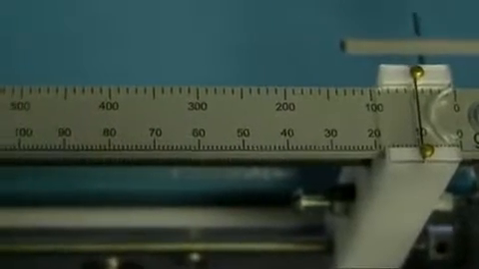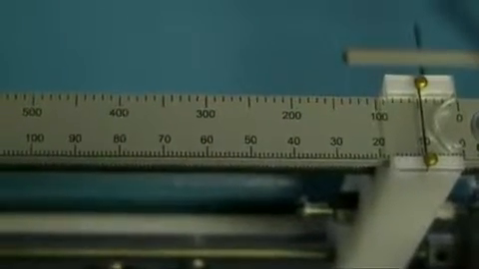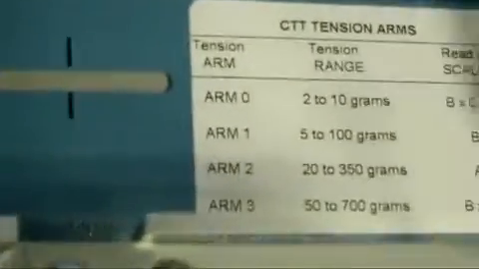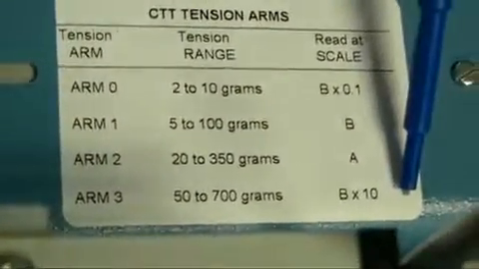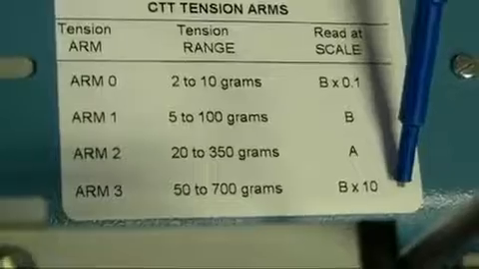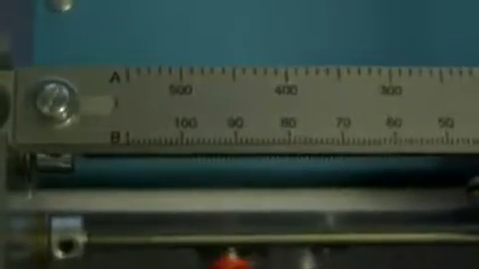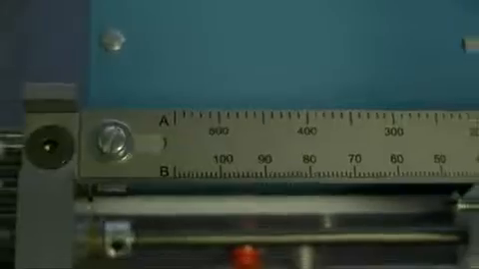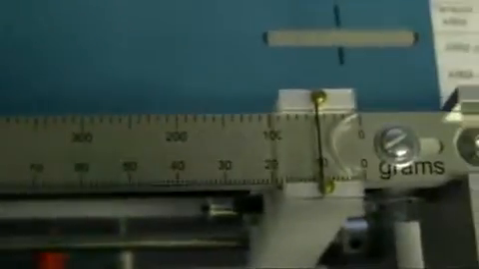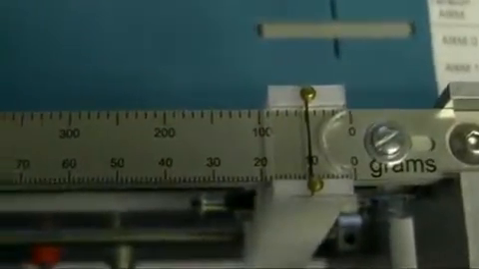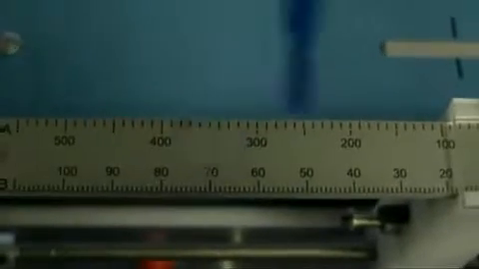If I replace the arm and put in arm number 3, then I would be reading from scale B and multiplying the number by 10. Again, at this setting of 1, using arm number 3, this will be 100 grams of tension. Up to 700 grams of tension we can apply with arm number 3.